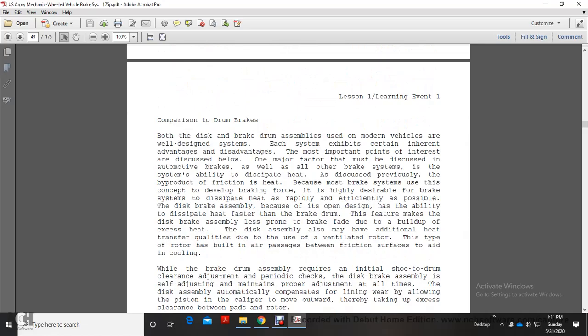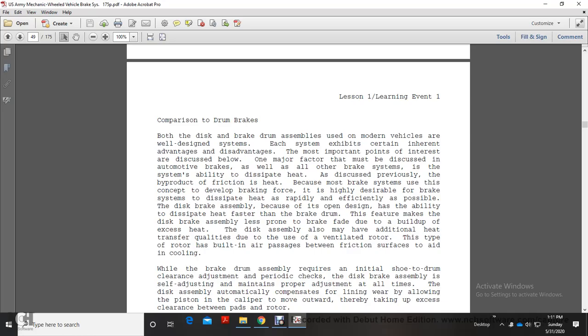Both disc and drum brake assemblies are widely used in the automotive area, well designated and sufficiently proven, and exhibit certain inherent advantages and disadvantages. The most important points of interest are discussed below. One major factor that must be discussed with automotive brakes, as with other brake systems, is the system's ability to dissipate heat.